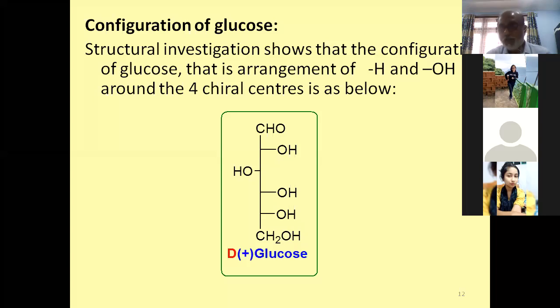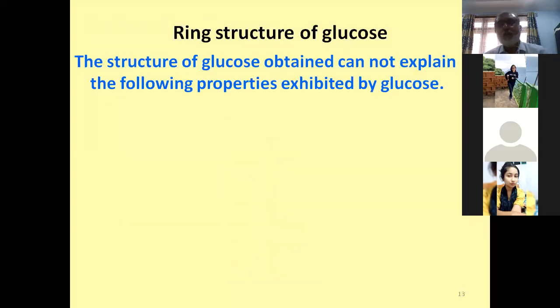Okay. Now, what is the problem here then? We come to the ring structure. But why do we have to come to the ring structure? The structure of glucose obtained cannot explain the following properties exhibited by the glucose molecule. Many properties of glucose were studied. Some properties are explained by the structure, but some other properties cannot be explained by this particular structure. What are these properties? We come to them one by one.